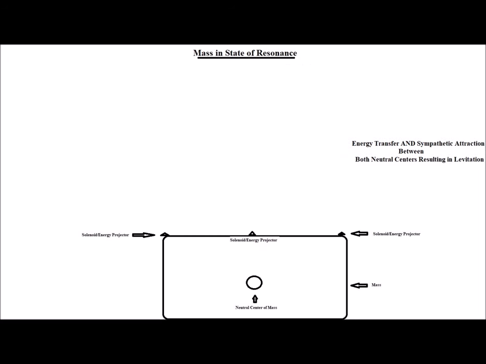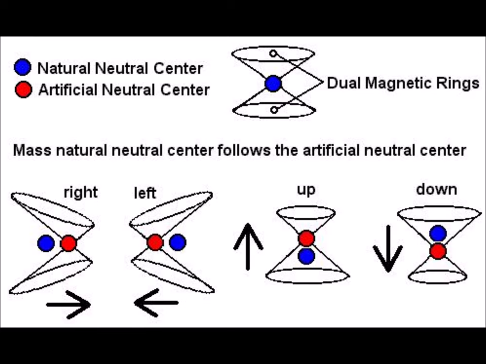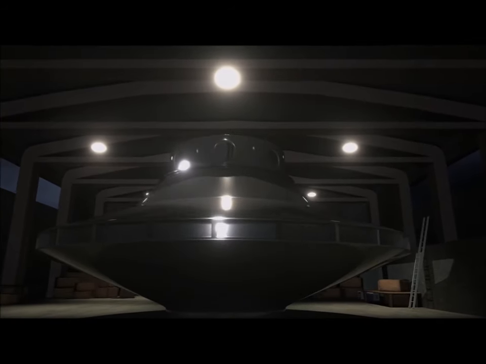With both neutral centers vibrating in unison under this condition, there would be both a flow of energy between them as well as a sympathetic attraction akin to gravitation between both points. Hence, in this case, the natural center of the mass would be attracted upwards towards the artificial one, resulting in levitation. The artificial neutral center can actually be aimed in any direction, resulting in propulsion, as the resonating mass would be directed towards that particular region in space. This is similar to how Carr's craft resonating at the frequency of aquamarine would be drawn to a region resonating at that same frequency.